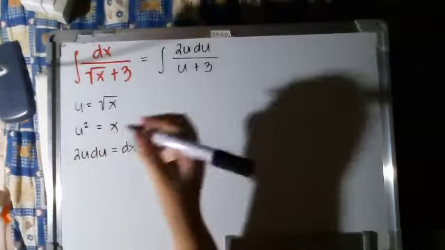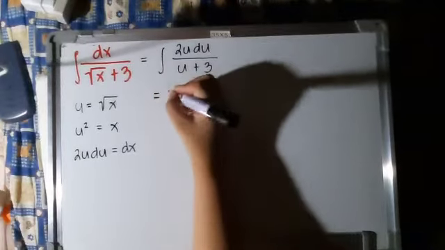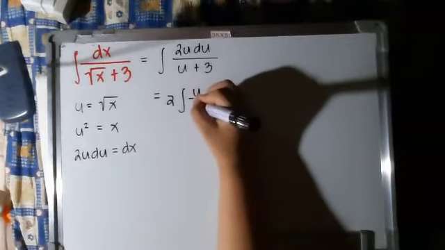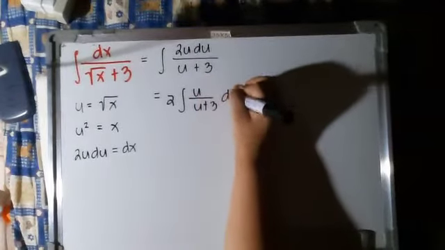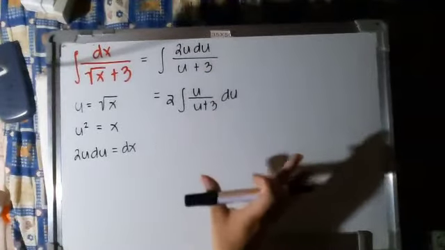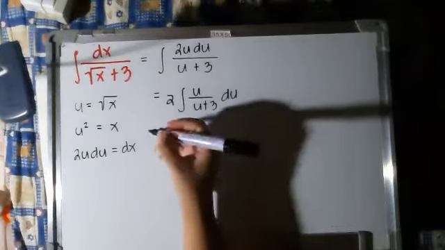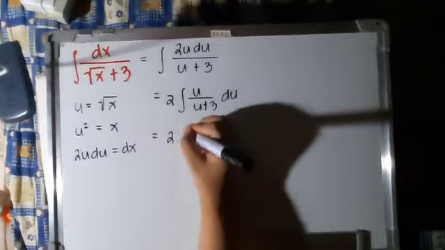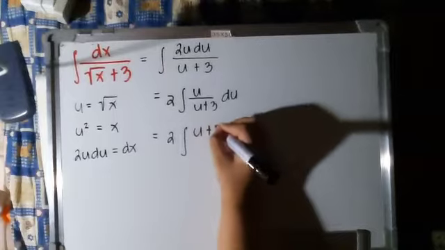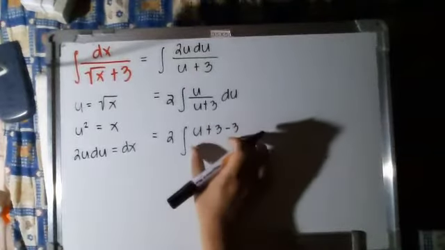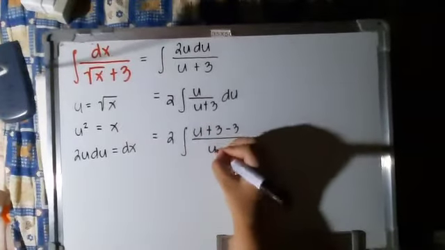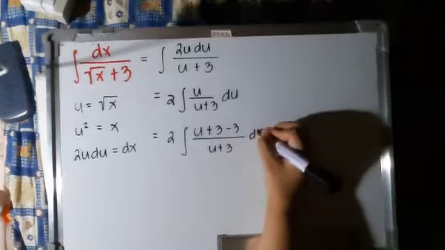Itong constant na 2, pwedeng ilabas na lang natin. So, this will be equal to positive 2 integral of u over u plus 3 du. Binaba ko na lang 'yung du dito kasi i-extract natin itong part na 'to. Pag-ihiwalayin natin siya ng fraction. So, kung i-extract natin 'to, we can rewrite this as 2 integral of u. Since may plus 3 tayo du'n sa denominator, maglagay tayo ng plus 3 dito, minus 3. Kapag kasi simplify mo 'to, babalik ka lang din naman doon sa u. Over u plus 3 du.